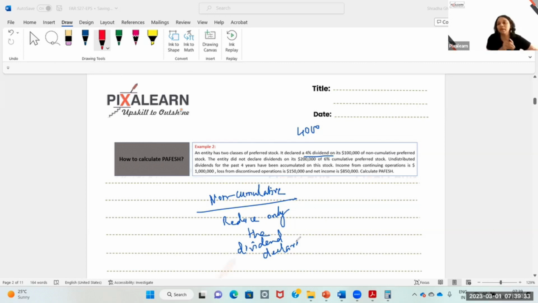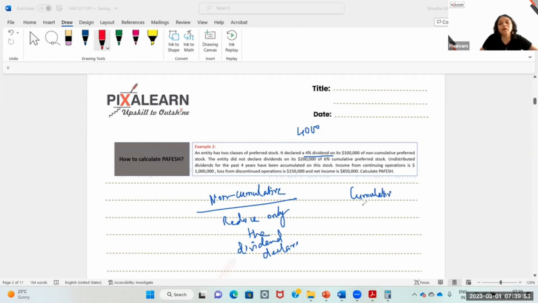Whatever dividends you are declaring on the non-cumulative preferred stock, once the dividend is declared, then it is out of your hand. You have to pay that. So only the amount that is declared, that figure will reduce your net income or your income from continuing operations to arrive at your profit.